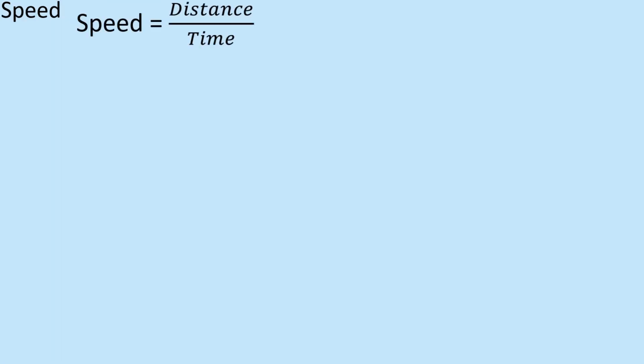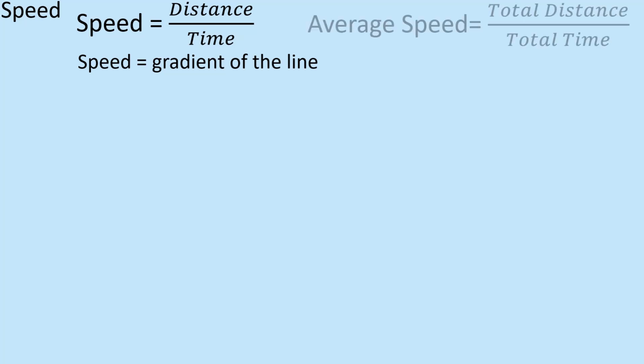Speed, which is a compound measure covered in another lesson, is calculated as distance over time. And because it's distance divided by time, the speed can be represented by the gradient. There is a lesson on gradient, but the gradient is often given as the change in y, which would be the distance, over the change in x, which would be the time. So the gradient of the line is the speed. The average speed is the total distance covered over the total time.